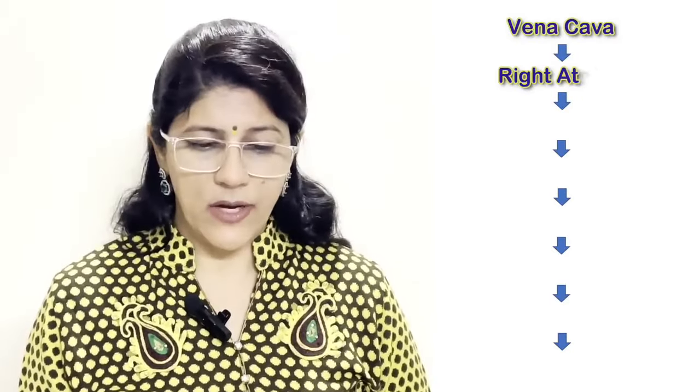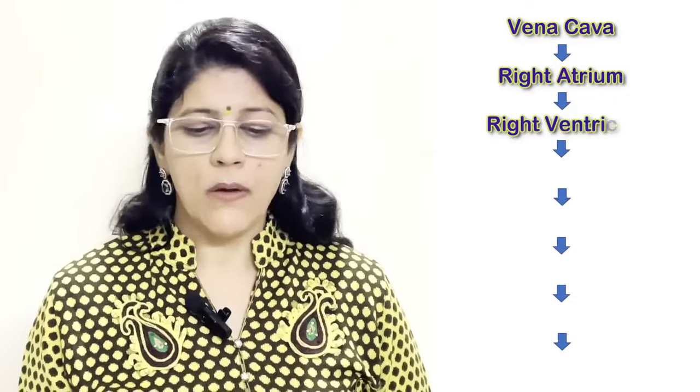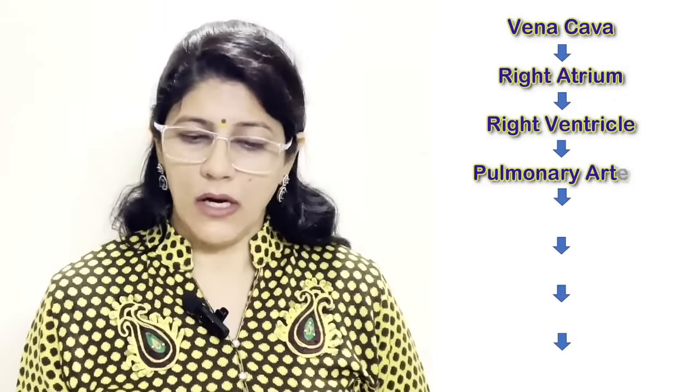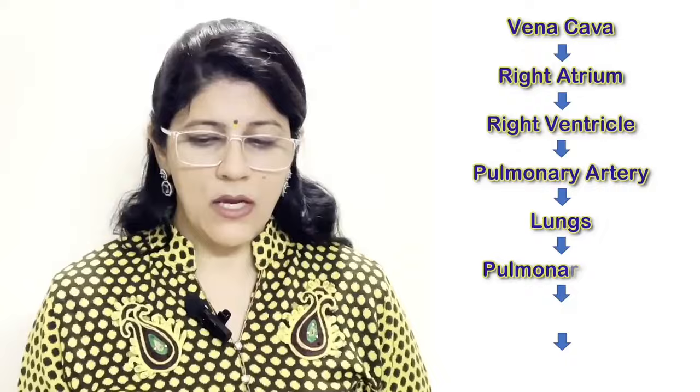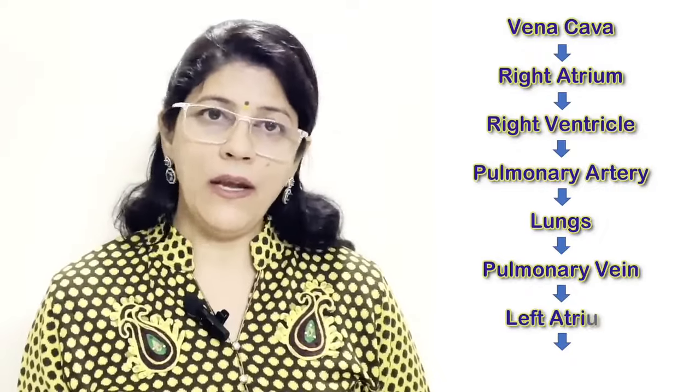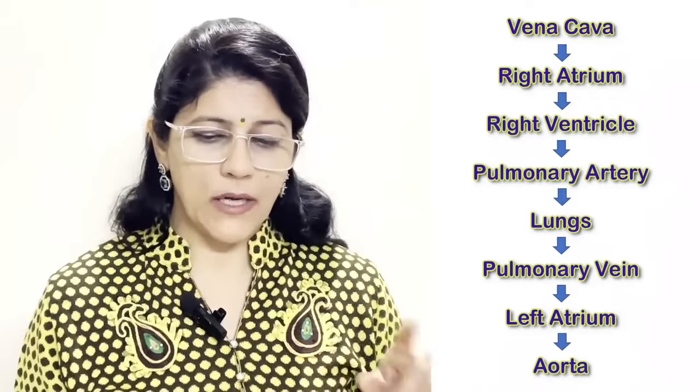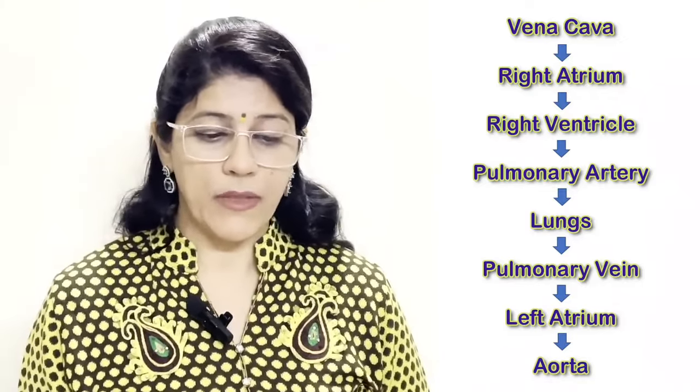Next is pulmonary artery, lungs, left atrium, aorta, vena cava, right atrium, right ventricle, pulmonary vein. So starting with vena cava, right atrium, right ventricle, pulmonary artery, lungs, pulmonary vein, left atrium and then aorta, which completes our whole blood cycle.